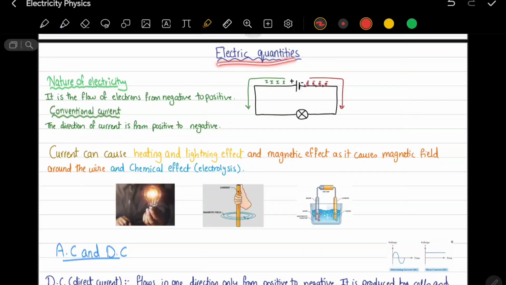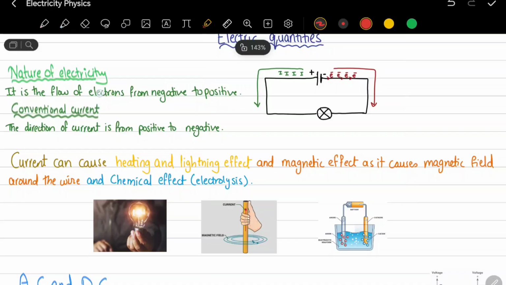The nature of electricity. Electricity is the flow of electrons from the negative to positive. You must remember that electrons and the conventional current do not flow in the same direction. Electrons flow from the negative pole of the battery to the positive pole of the battery, but the direction of the conventional current flows from the positive to the negative.